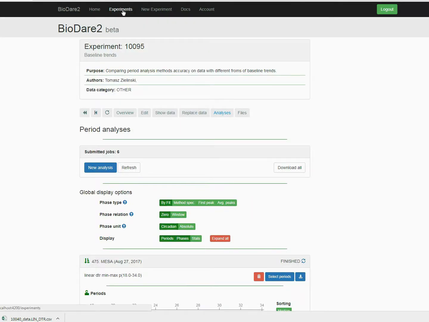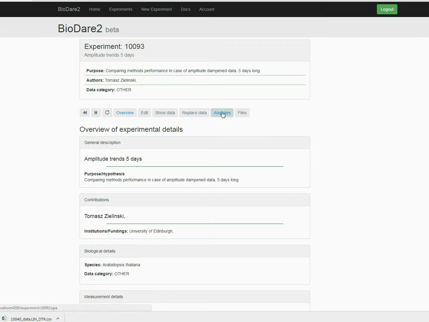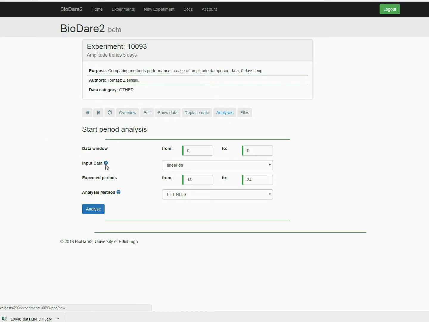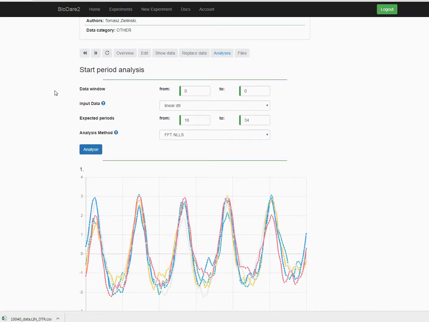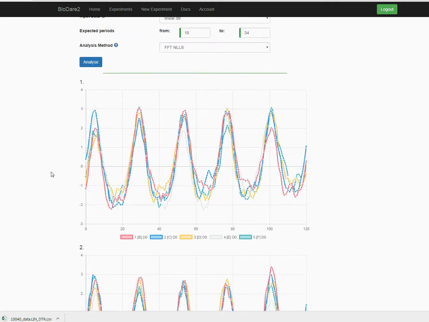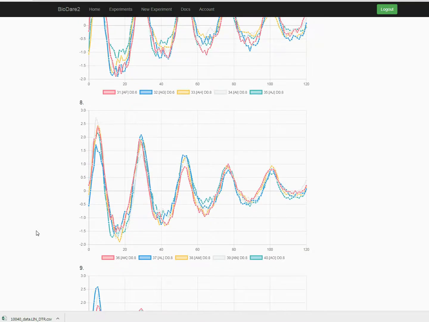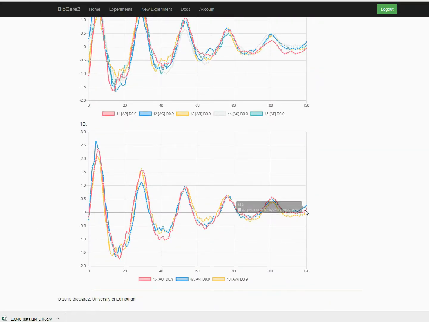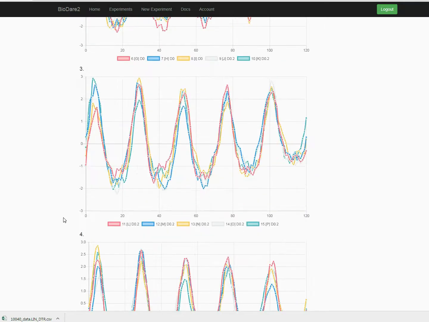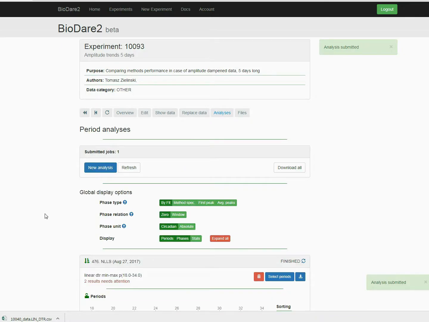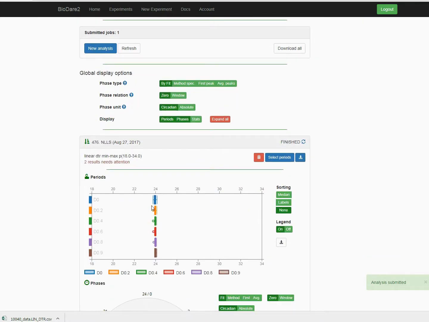We have seen effect of the baseline trends, but what about the amplitude trends, or amplitude dampening to be more specific? We prepared similar synthetic data of known 24 hours period, but with different levels of signal dampening. As you can see, the signal gets weaker and weaker at the end of the data. In our last test data, the signal at the end is only 10% of its initial value. So what happens if we analyze this kind of time series? I use FFT and LS, and as you can see, we got a really good period estimates of 24 hours of average period, even for the data that lost 90% of its initial signal.